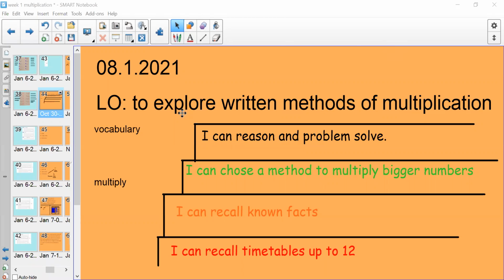So the learning objective today is to explore written methods of multiplication. And how we are going to reach that learning objective is through the following 4 steps. So the first step, I can recall my times tables up to 12. I can recall known facts, which is what we did in yesterday's lesson. I can choose a method to multiply bigger numbers, and I can reason and problem solve.